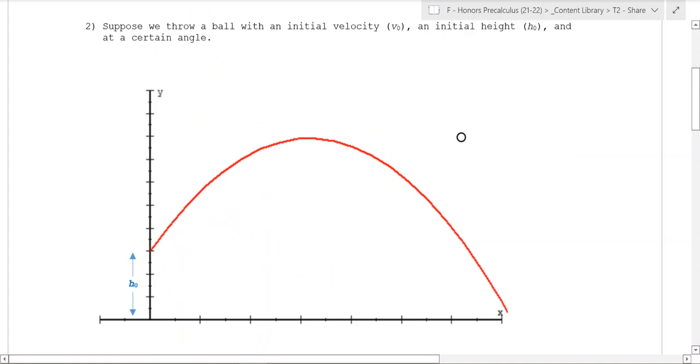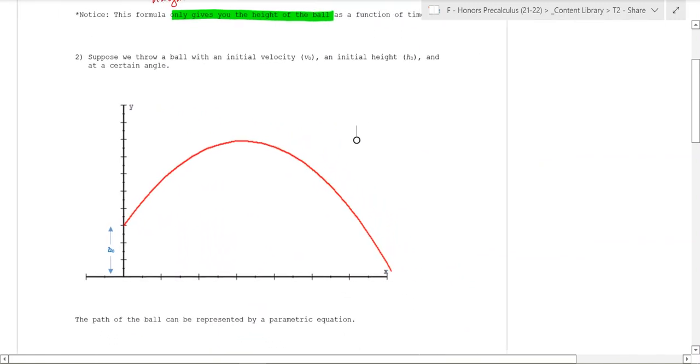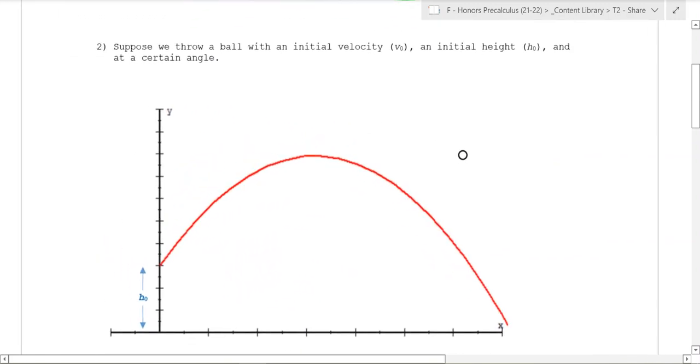So let's suppose we throw the ball with an initial velocity v naught and initial height h naught, and at a certain angle. What that means is, at the instant we've thrown it, this angle right there is our theta value, the initial angle we've thrown it at. So it's kind of tangent like this. The initial angle is right there, because gravity starts working on it and pulling the ball down.